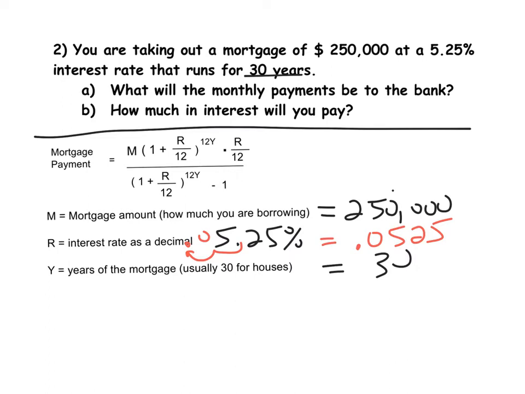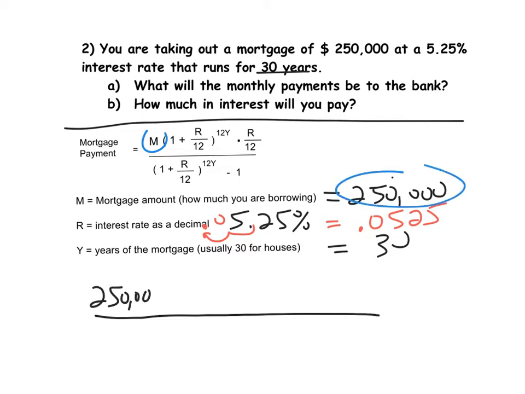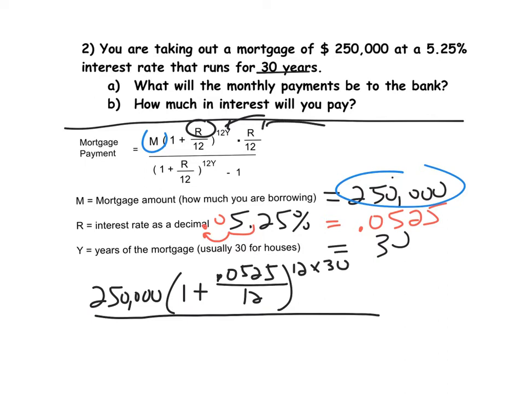So now we need to substitute into that mortgage formula. So it's going to be a big fraction. We start off with M, our mortgage amount, which in this case is going to be $250,000. Parentheses 1 plus R over 12. Well, here our R is 0.0525. So 0.0525 over 12, close parentheses, raised to the 12 times y, 12 times 30th power, times another r over 12. So we're going to go times another 0.0525 over 12. So that's going to be our entire numerator.